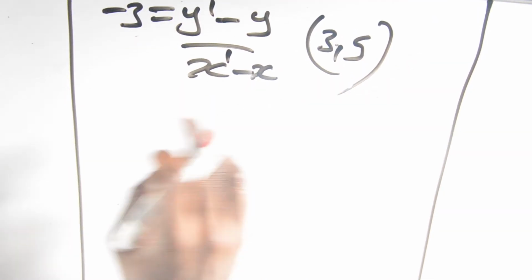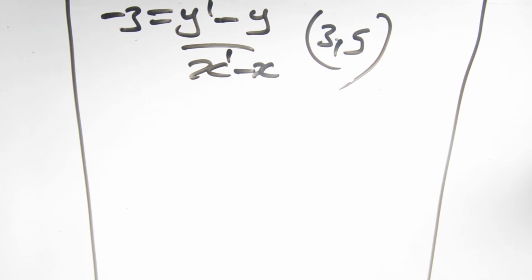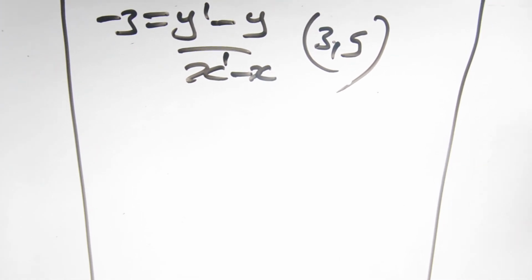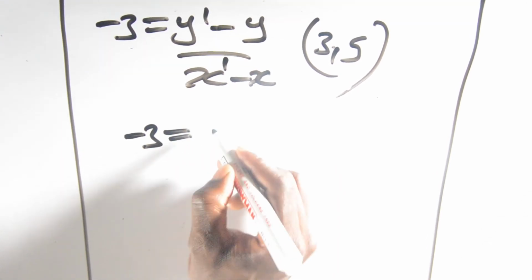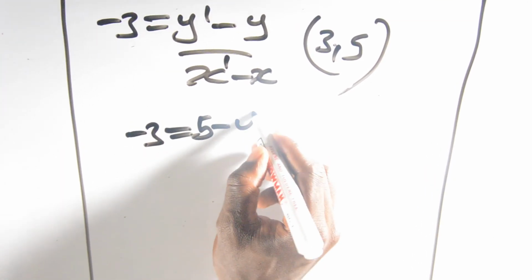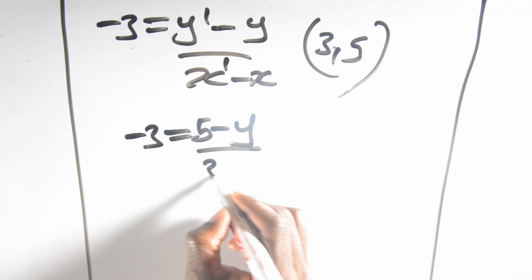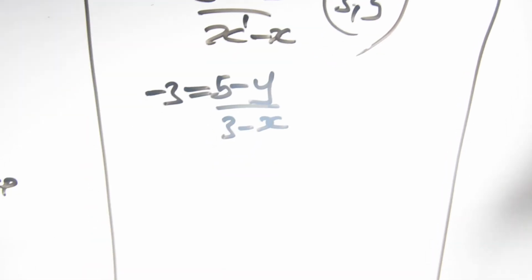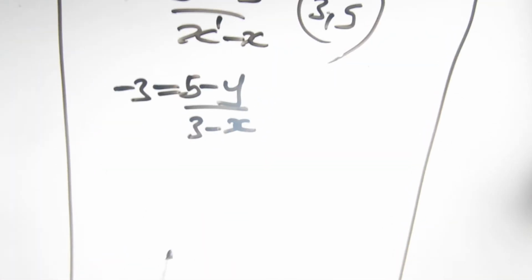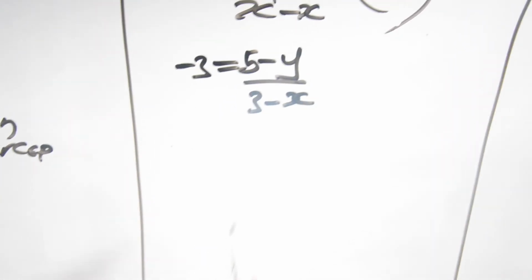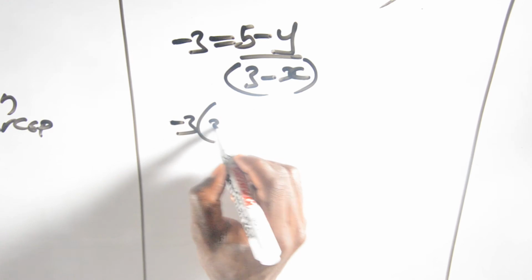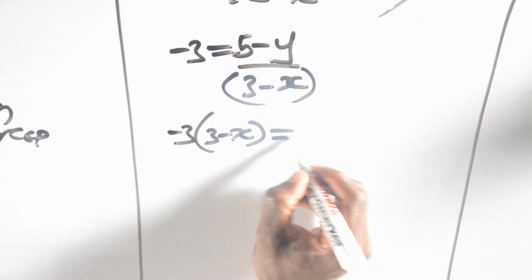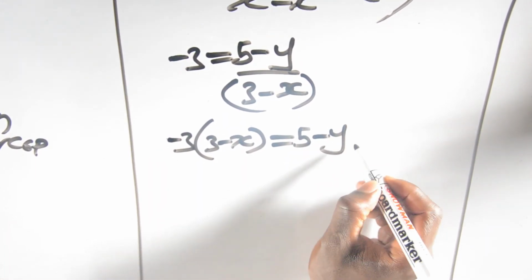So we are going to use this point to find the equation of the line, as we did in our other video, the link to which is below. So -3 is equal to (5 - y) over (3 - x). For you to make y the subject of the formula, you multiply both sides by (3 - x). So it will be -3(3 - x) = 5 - y.